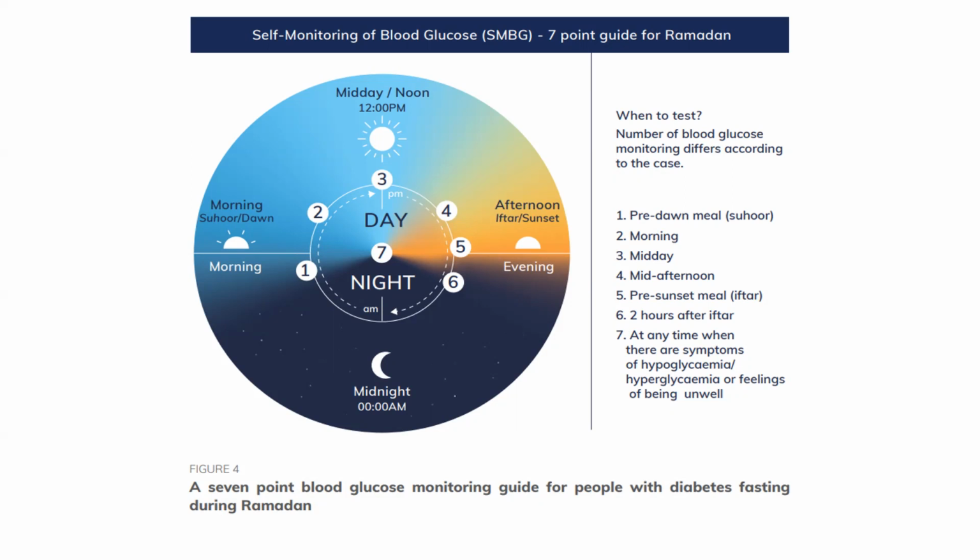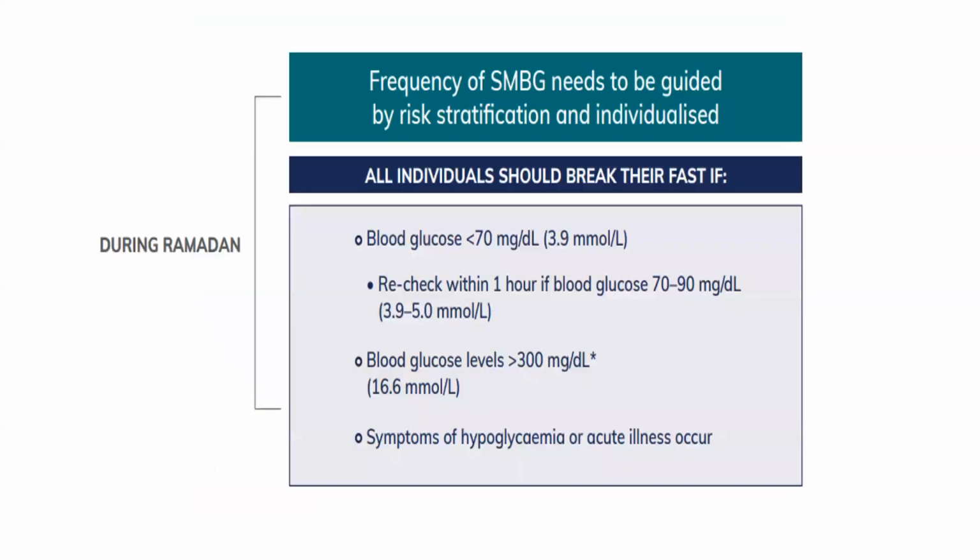Then they should check definitely in the mid-afternoon, because approximately the mid-afternoon time is like the peak fasting hour. So for example, if the fasting has started from 4 o'clock in the morning, then mid-afternoon, around 1 or 2 o'clock in the afternoon, is already 8 to 10 hours of fasting, and that will give you the ideal fasting blood sugar value. And then we are checking pre-sunset meal, especially before iftar, and then 2 hours after iftar to get the post-prandial reading after the big meal of the day.